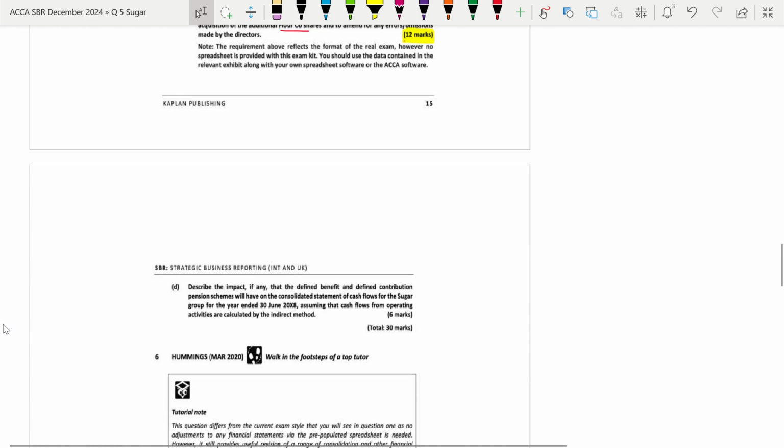Describe the impact, if any, that the defined benefit and defined contribution pension schemes have on the consolidated cash flows of the Sugar group, assuming that the cash flow from operating activities is calculated by the indirect method. We do indirect method only. We are not going to do direct method.